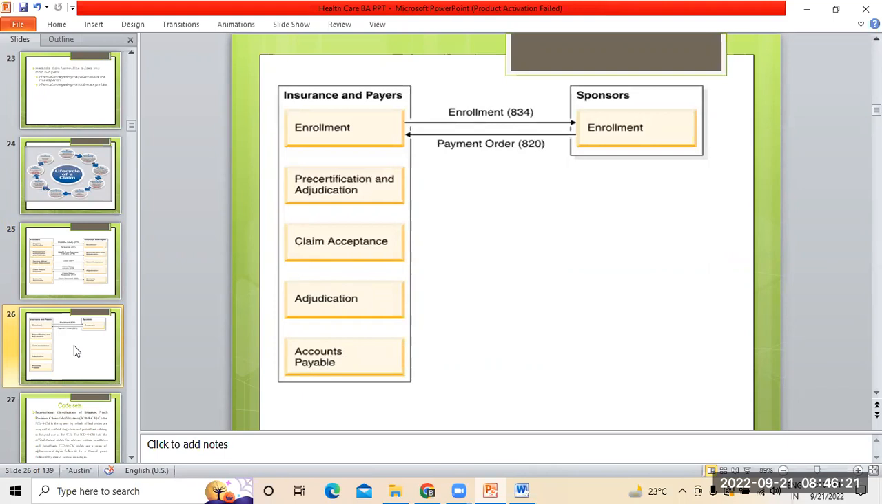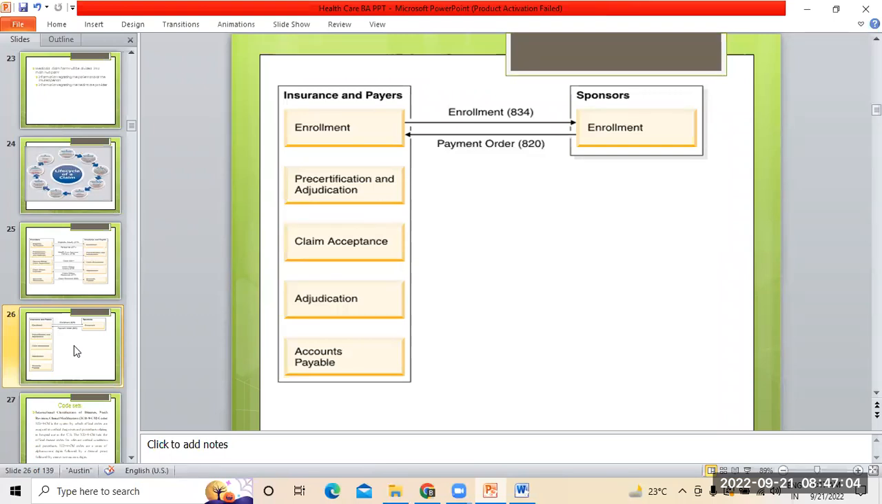So the enrollment process from an insurance organization to a sponsor will be 834. Normally these sponsors may be organizations where an employee is working. For example, an employee is working for an organization, and the organization will sponsor the insurance. Depending on their company policy, rules and regulations, some amount will be paid by the employee and some percentage of the amount will be paid by the employer, right? So there is a calculation involved in it.